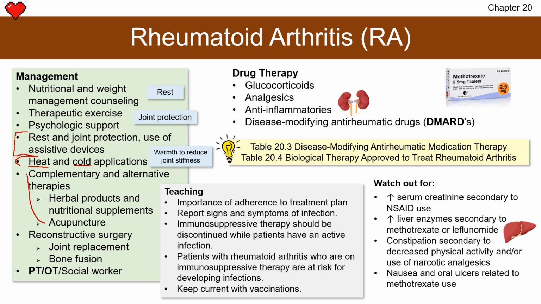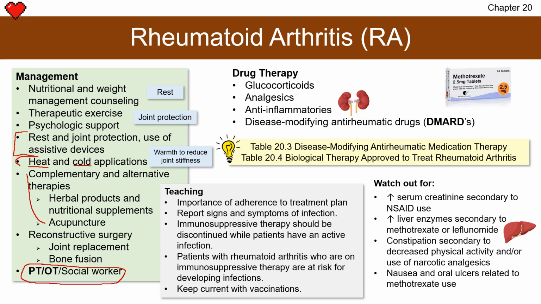Reconstructive surgery, if there is a lot of bone destruction, they may need to replace a joint or may even have bone fusion. And then PT and OT can help with these patients. PT, to do exercises, safe for them. And then occupational therapist can also help preserve function and mobility of those joints. And then, of course, a social worker to help with resources and to help the patient have what they need at home. And then drug therapy.